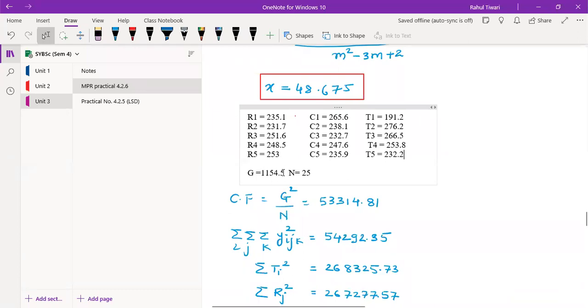You have a grand total also, which is simply 1219.9. Okay, might be it is taken approximate, right?